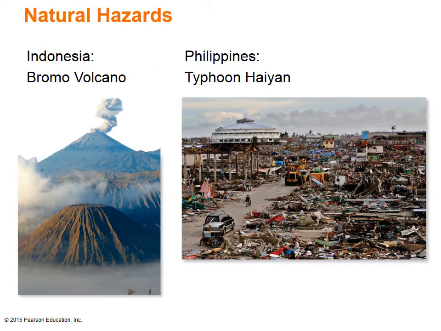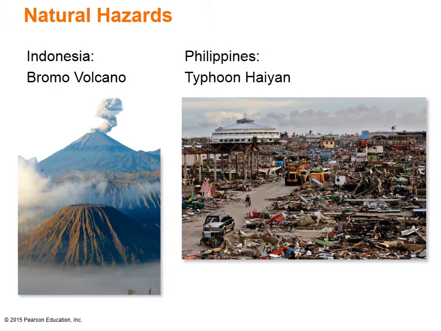Insular Southeast Asia is noted for its widespread volcanism, which has created fertile soils in many areas, while also generating many natural hazards. The eruption of Bromo volcano, as shown in the photo on the left, on the island of Java in Indonesia took place on January 22, 2011.